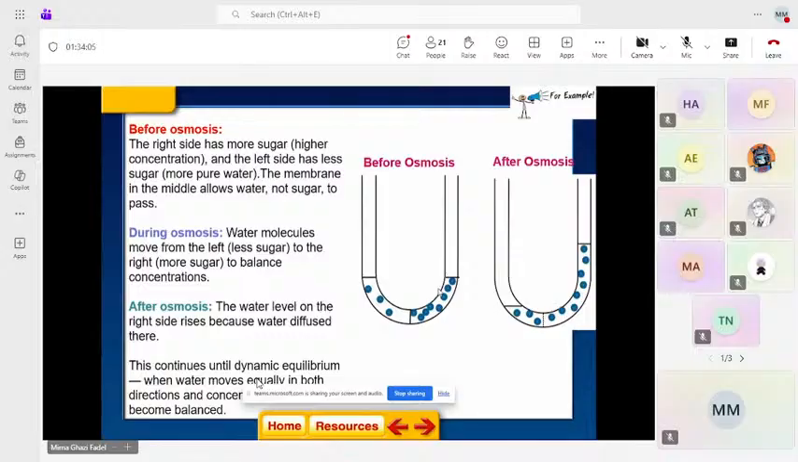Why, Miss, should the water move from left to right? To balance the concentration. Very good. And we agree to say that water always follows the higher concentration of solute. In this example, the solute is the sugar, right? The sugar is more concentrated on the right, and it's less concentrated on the left.